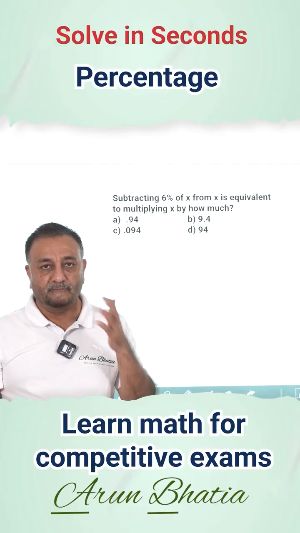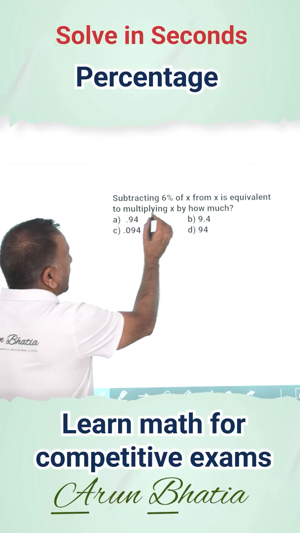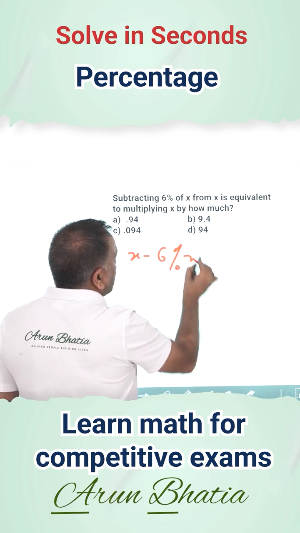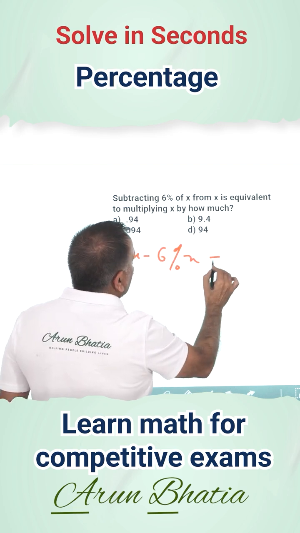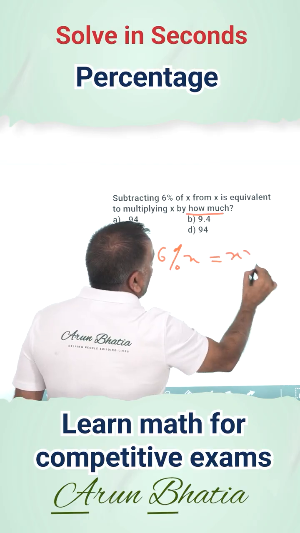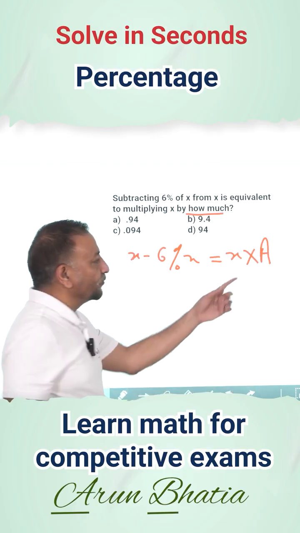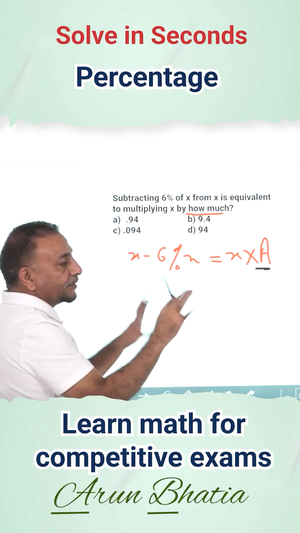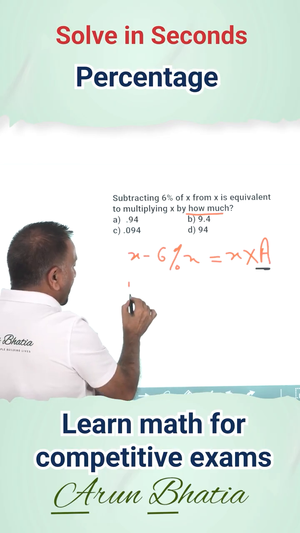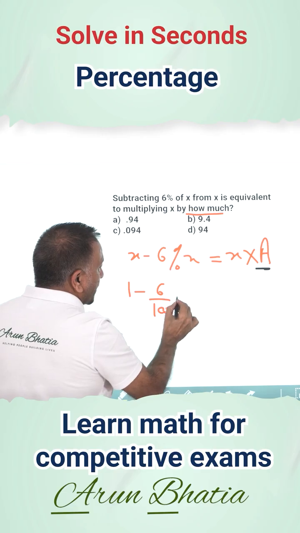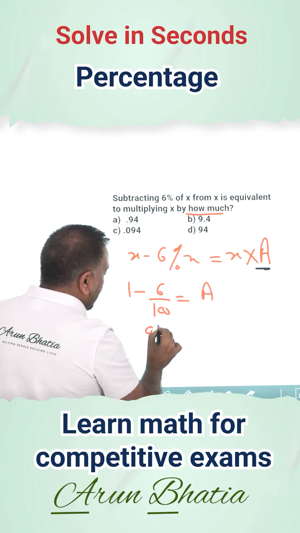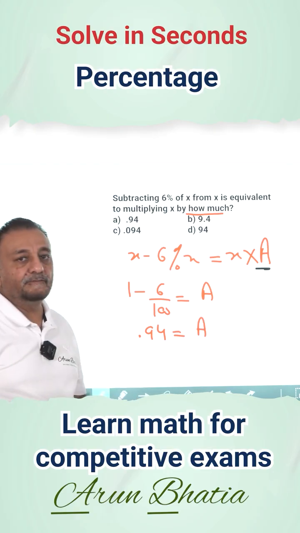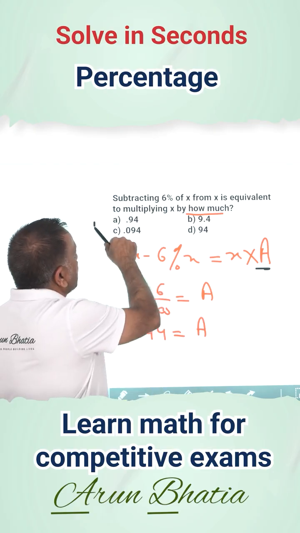Students, understand the statement. What it says, subtracting 6% of x from x equals x multiplied by how much? How much is a? That we need to find. So this is x in all, you can cancel it. You can take x out and solve it. It becomes 1 minus 6 by 100 is equal to a. This means 94 by 100. That means answer is 0.94. This is the answer.